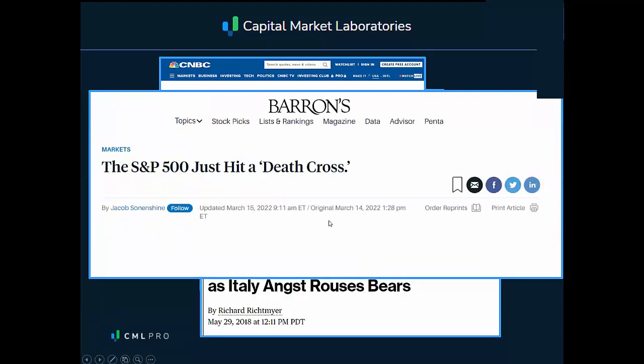The S&P just hit a death cross. A death cross is when the 50-day moving average crosses below the 200-day moving average. So in this article that Barron's wrote, they're talking about both of them and how they intersect. They're not just saying one matters, the other matters. They're saying they both matter.